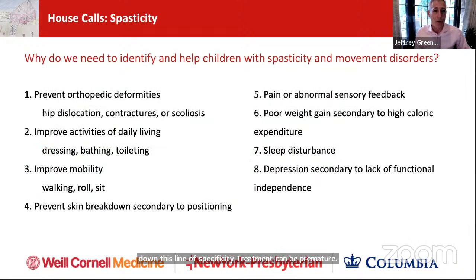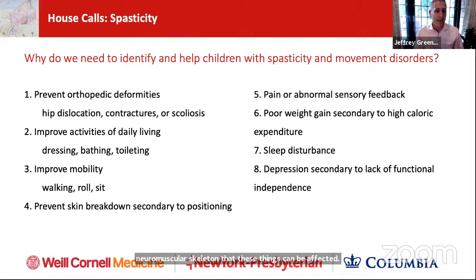So why is it important for us to help kids? Why do I, as a neurosurgeon, love this field? And why do I like taking care of kids with CP? Why is Dara devoting her life to it? Well, there are lots of things that we can do. So one is we can prevent orthopedic deformities. There are tons of things that are going on when there's excess tone. Hips dislocate, limbs get contracted, scoliosis develops. And it's across the entire neuromuscular skeleton that these things can be affected. So that's a huge part of what we do.